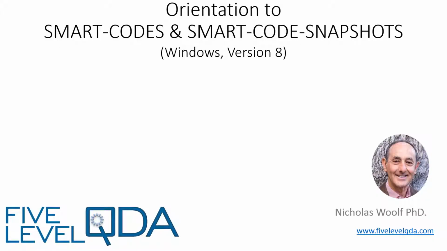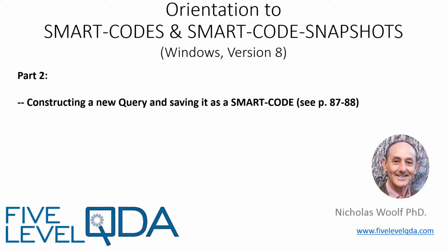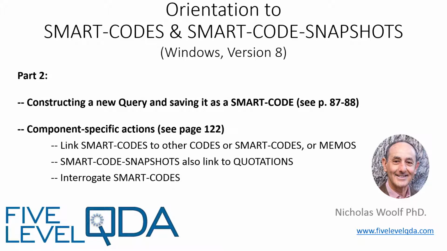In part 1, we showed how the query tool works with its 14 operators, and in part 2, we demonstrate how to construct a new query and then save it as a smart code. We also review the actions specific to smart codes, linking smart codes to other codes or smart codes or memos, but not to other quotations, and then show how smart code snapshots can also link to other quotations. And finally, interrogating smart codes.